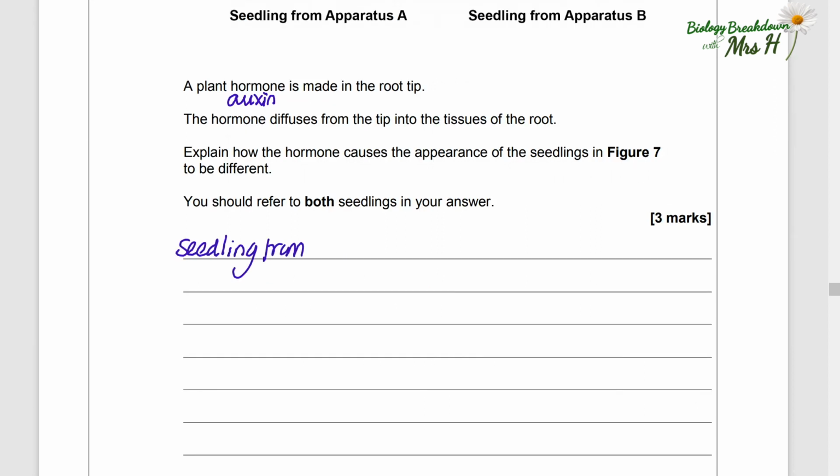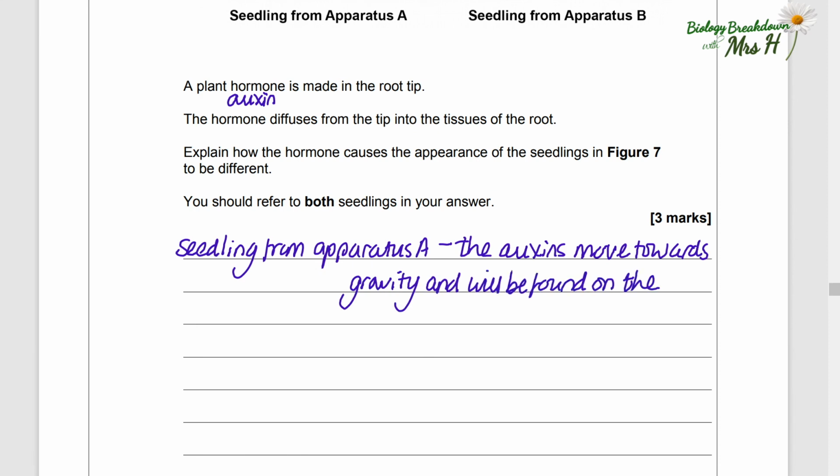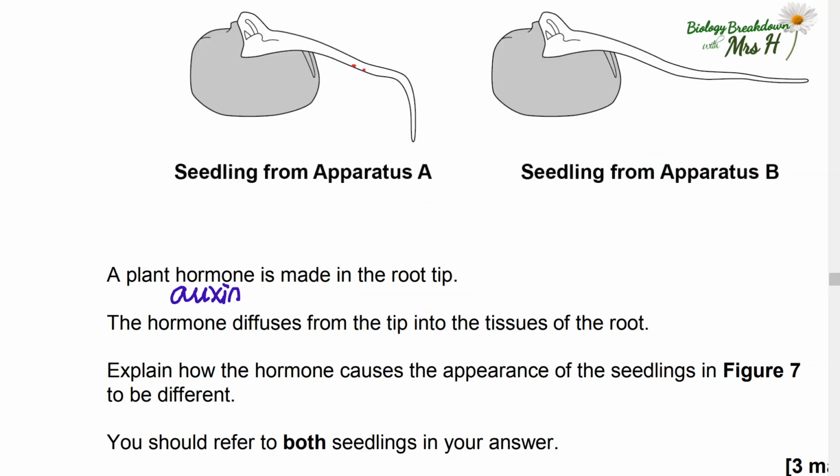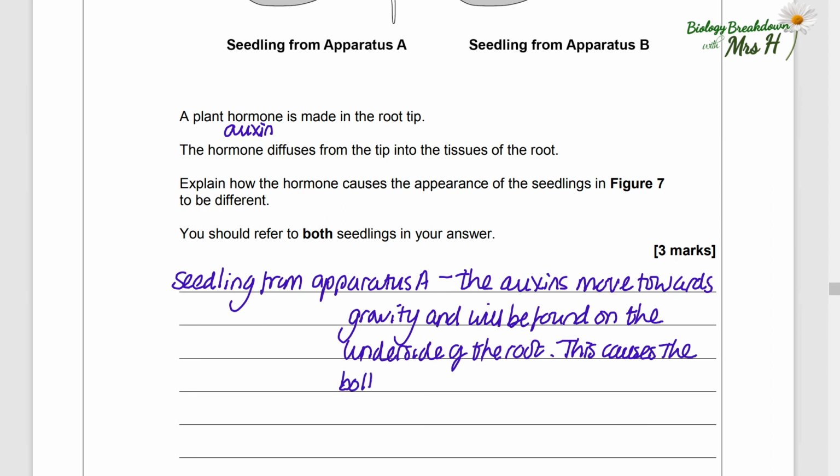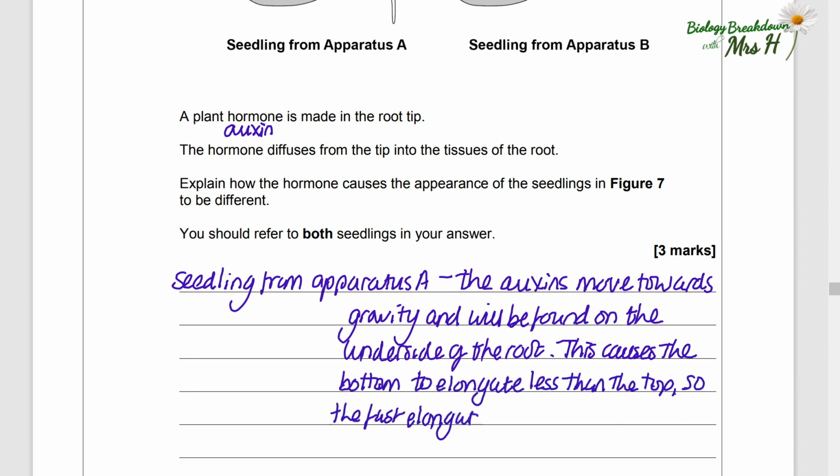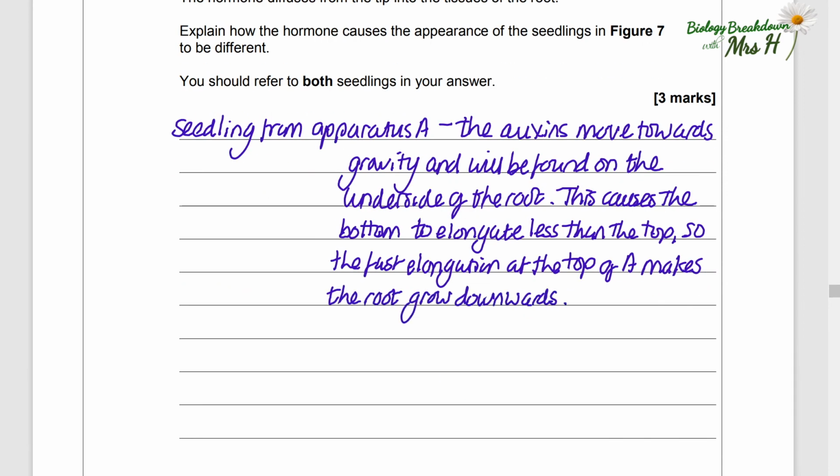So the seedling from apparatus A, the auxins move towards gravity and will be found on the underside of the root. This causes the bottom to elongate less than the top. So the fast elongation at the top of A makes the root grow downwards.